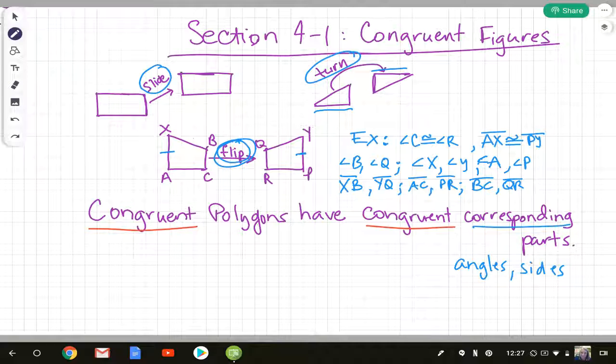So if I know that those are corresponding angles and sides, then I could also come down and say that those are congruent to each other. So I could say angle B is congruent to angle Q, and same thing for the other angles, and I could also say the sides were congruent. So side XB would be congruent to side YQ.